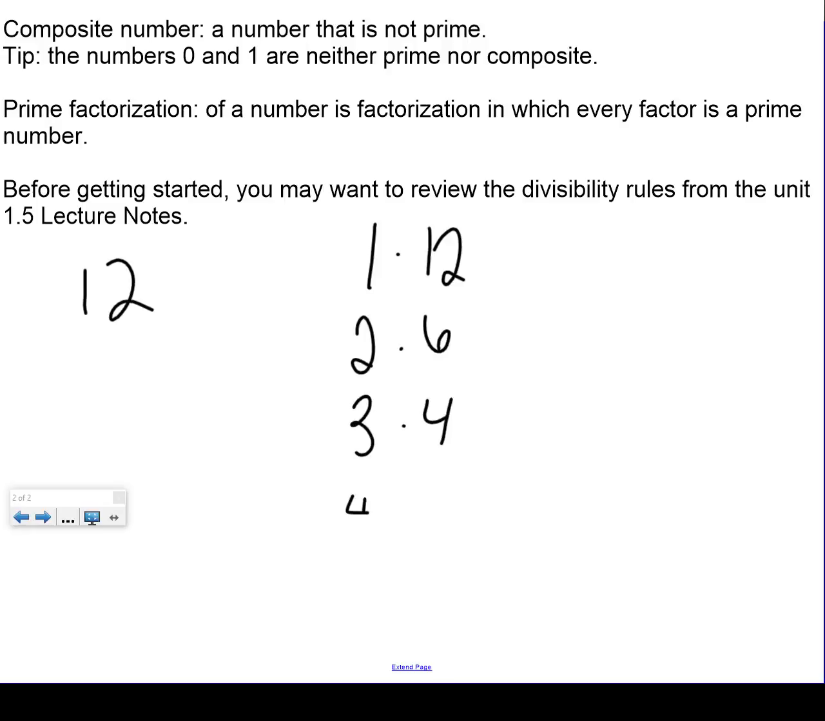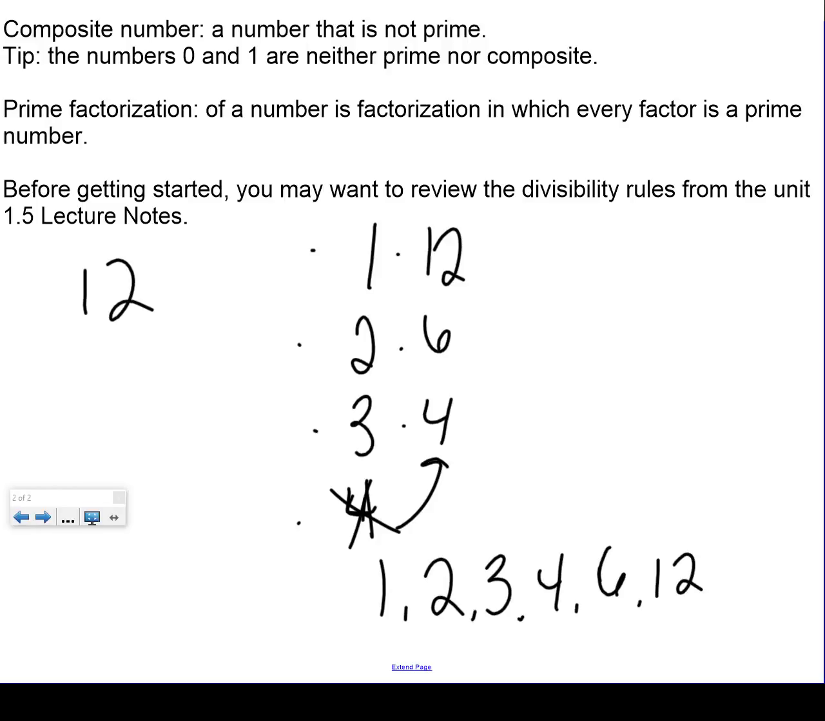And here, notice what I'm doing. I'm starting with 1 and I'm working my way through the numbers. And here I would write 4, except I don't need to because I already have that answer. That means I've already made my way through the cycle of numbers and I've run out of numbers now. So when I list these out, the answers are 1, 2, 3, 4, 6, and 12. These are the factors of 12.